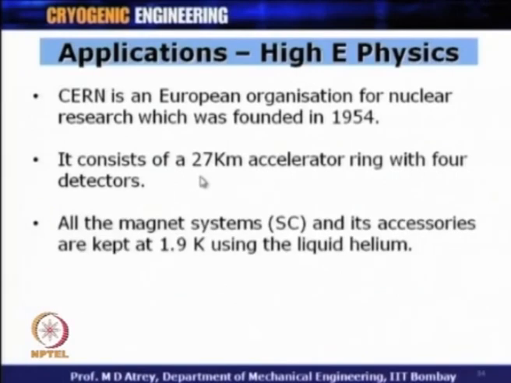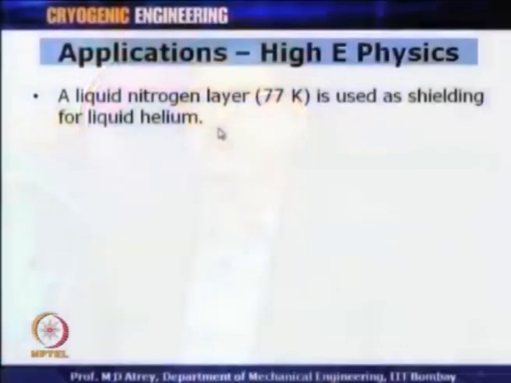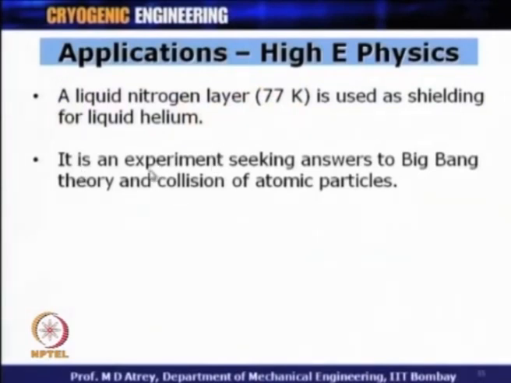It houses a superconducting magnet ring. All the magnet system in this 27 kilometer accelerator has superconducting magnets, and all these magnets are kept at 1.9 Kelvin using liquid helium. So, you can imagine an immense application of cryogenics, the biggest application of cryogenics, at CERN. In fact, a lot of research in cryogenics originated from CERN because of these big applications. A liquid nitrogen layer of 77 Kelvin is used as shielding for the liquid helium. It is an experiment, as most of you know, seeking answers to the Big Bang theory and the collision of atomic particles. Basically, it studies the origin of the universe in this way.